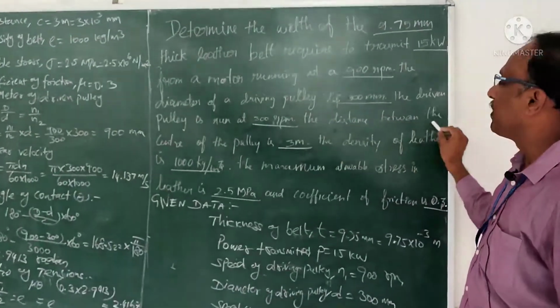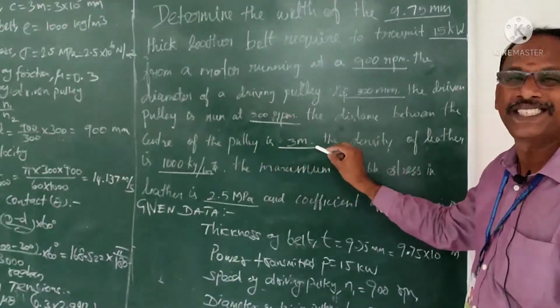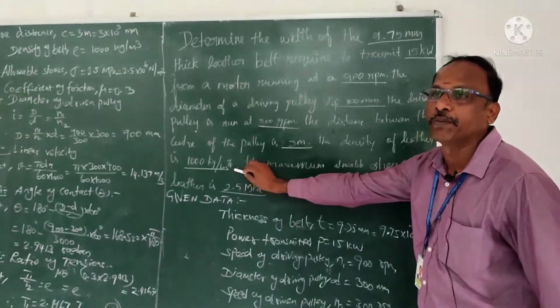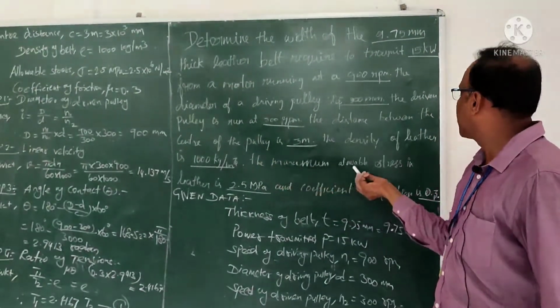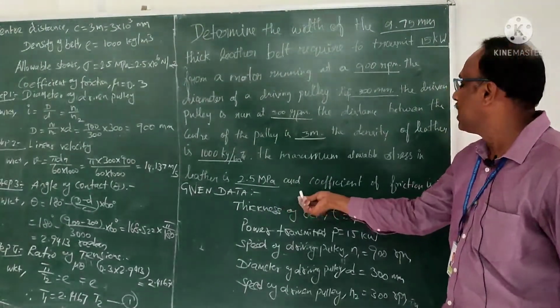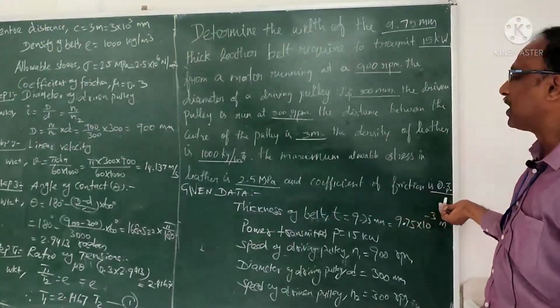The distance between the centers of the pulleys is 3 meter. The density of leather is 1000 kg per meter cube. The maximum allowable stress in leather is 2.5 megapascal and the coefficient of friction is 0.3.